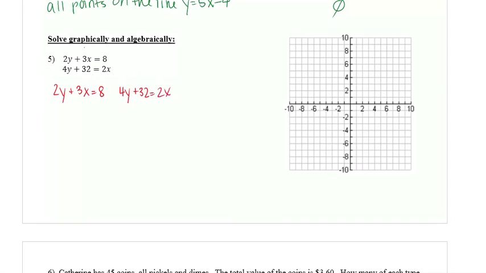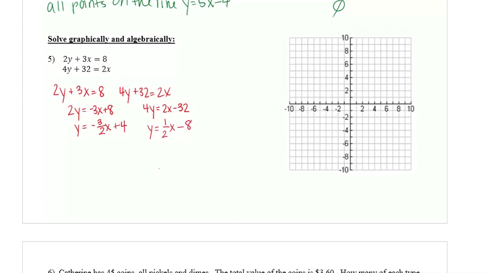I'd subtract 3x on my first one, so 2y equals negative 3x plus 8. Divide everything by 2, and I end up with y equals negative 3 halves x plus 4. My other one, I'd subtract 32, so 4y equals 2x minus 32. Divide by 4: 2 over 4 would be 1/2 x, and negative 32 divided by 4 would be negative 8.